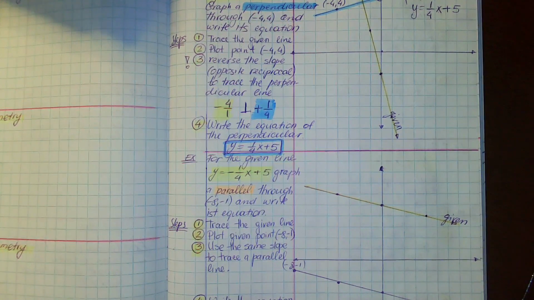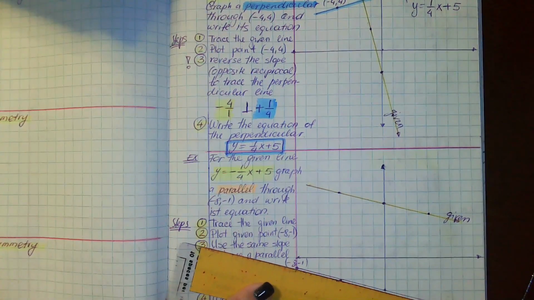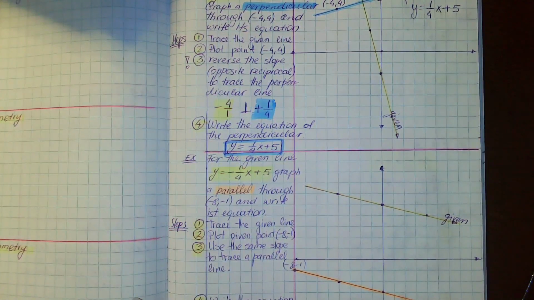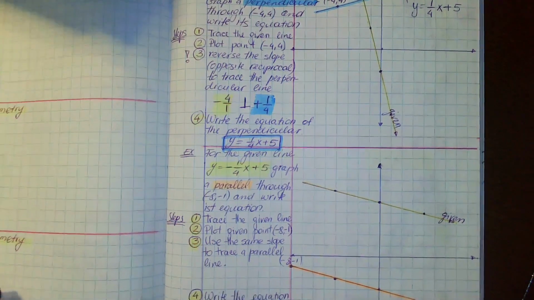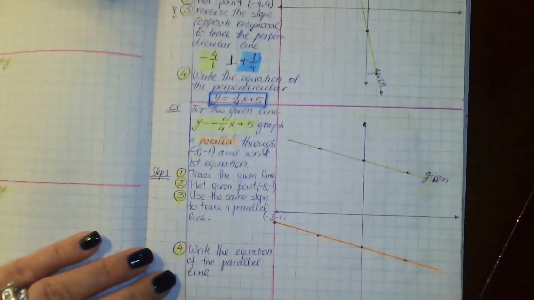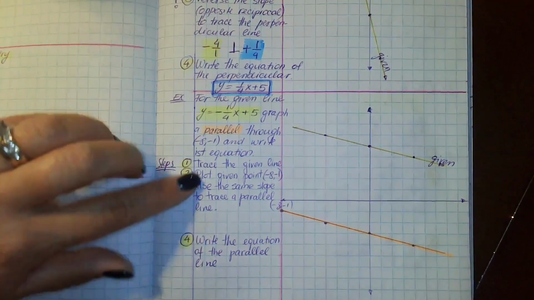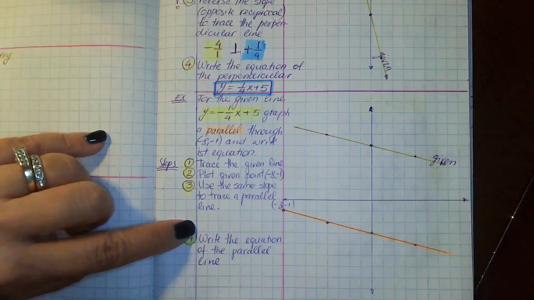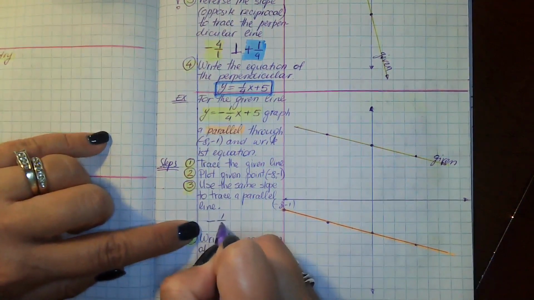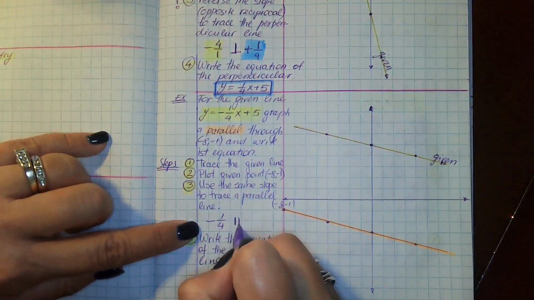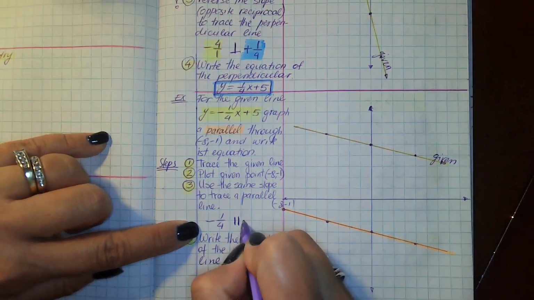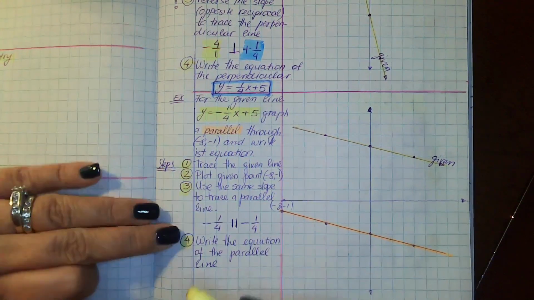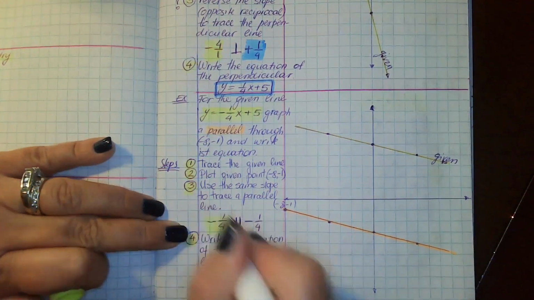This time I'm going to highlight it in orange because that's the color I used for the word parallel. So if I use my point, -8, -1, use the same slope. So if the given slope was -1/4, parallel lines will have the same slope, -1/4. So the given slope and parallel slope will be the same.